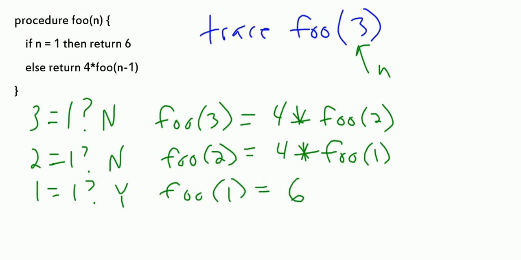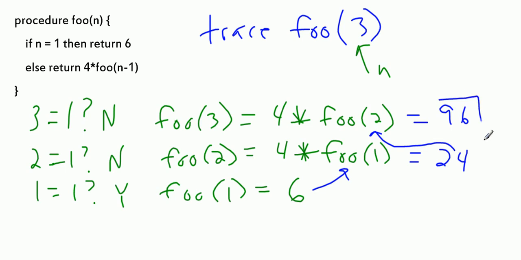Now we just kind of funnel our answer up. 4 times 6 is 24. This 24 goes into foo of 2. 4 times 24 is 96, and that'll be the final answer.